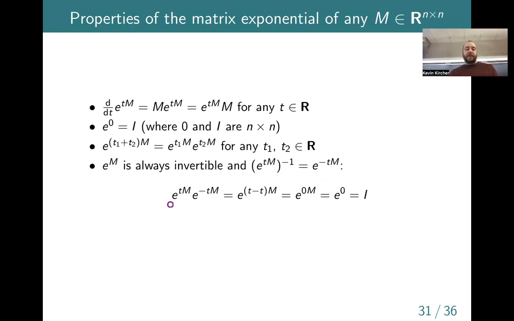And you can show this pretty quickly. So you take e to the tm multiplied by e to the negative tm. Well, from the third rule, we get that that's equal to e to the (t minus t)m. But t minus t is just 0. So then we get e to the 0m. But 0 times any matrix is 0, and so we get e to the 0, and that's the identity. So this basically shows that this thing is the inverse of this thing, because when you multiply something by its inverse, you get 1 by definition.